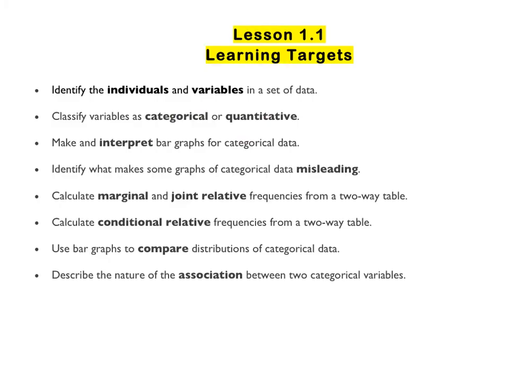For today's lesson, here are the learning targets. Identify the individuals and variables in a set of data. Classify variables as categorical or quantitative. Make and interpret bar graphs for categorical data. Identify what makes some graphs of categorical data misleading. Calculate marginal and joint relative frequencies from a two-way table. Calculate conditional relative frequencies from a two-way table. Use bar graphs to compare distributions of categorical data. Describe the nature of the association between two categorical variables.